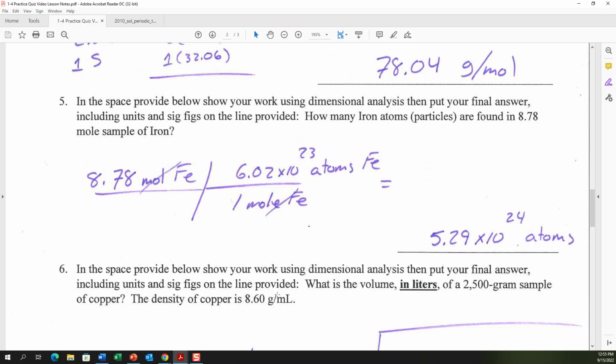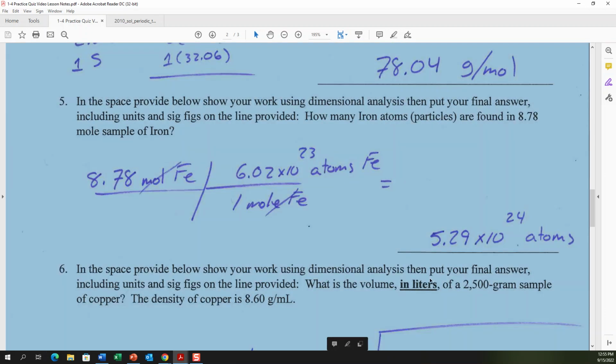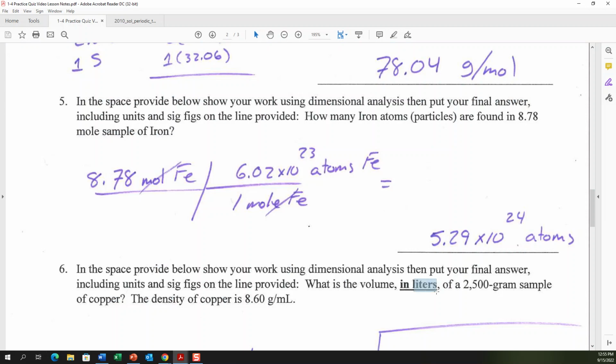Our unit for volume in the density measurement is milliliter, but our unit for volume that we're looking for is liter. So you can't just go D equals M over V and then solve for V. Volume equals mass divided by density. So if you do mass divided by density, you're going to get the volume, but the volume measurement you're going to get is milliliters, but the question's asking for liters, all right?